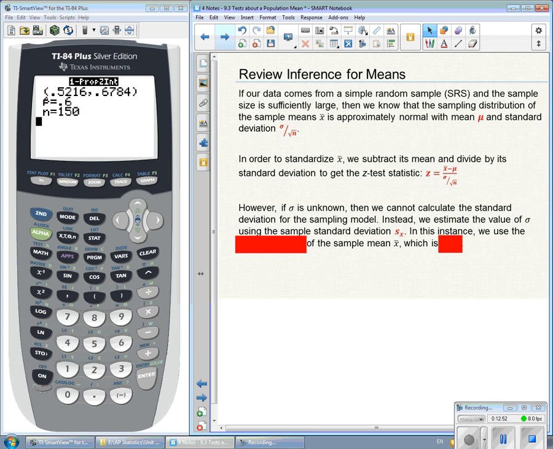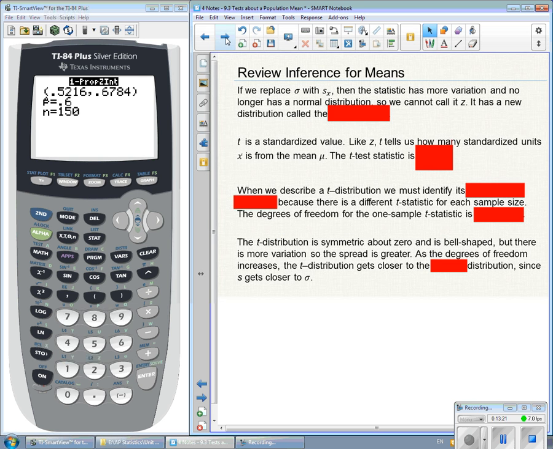So if I'm going to be using the sample standard deviation in my calculations, then it's no longer called the standard deviation of the sample mean. We call it the standard error because it's a little bit off. And the standard error formula is very similar to the standard deviation formula, except instead of doing sigma over the square root of n, we're using our sample estimate of s sub x over the square root of n.